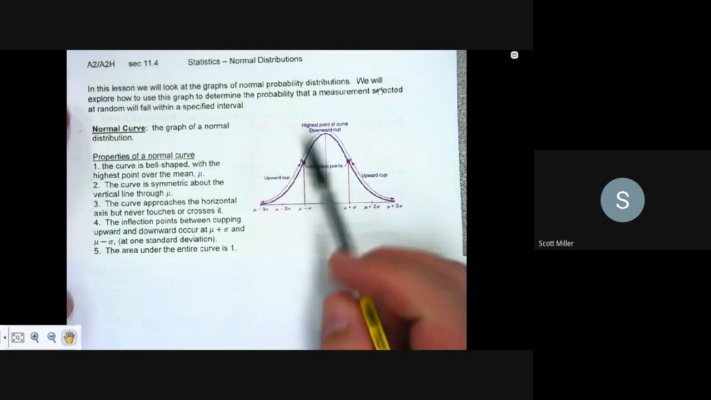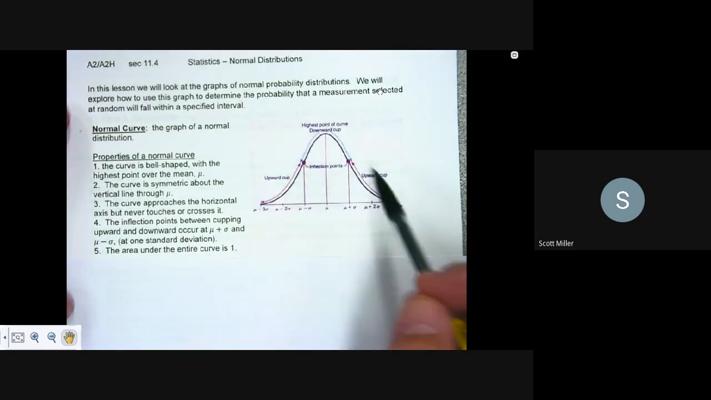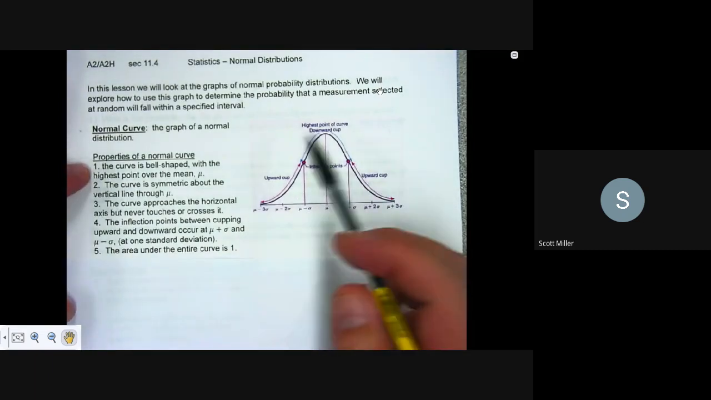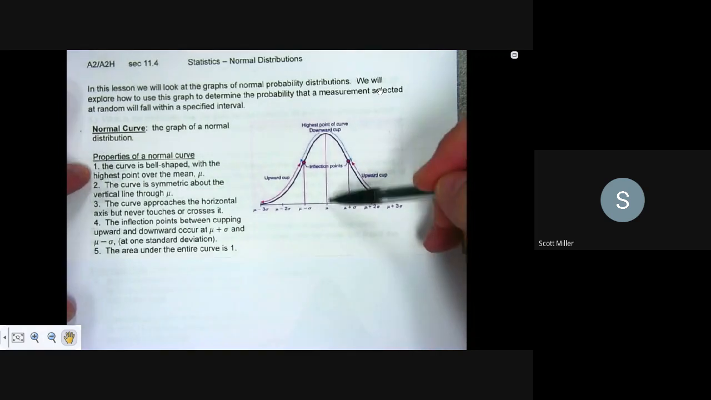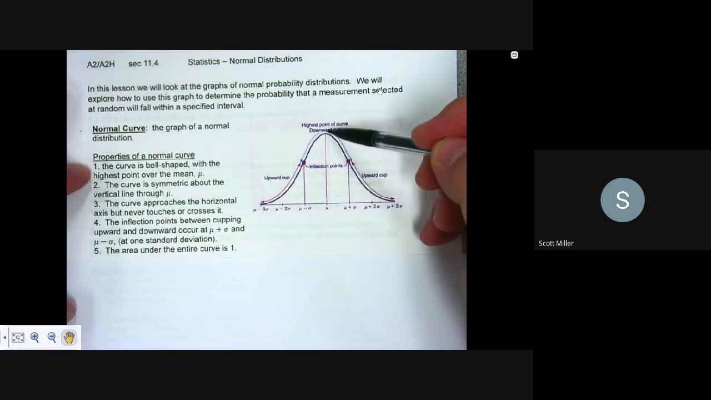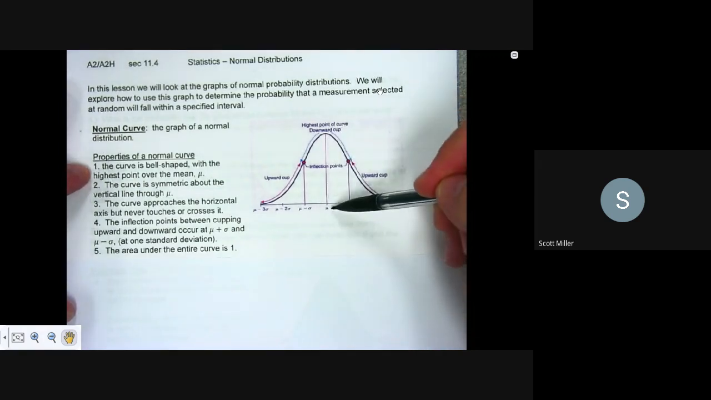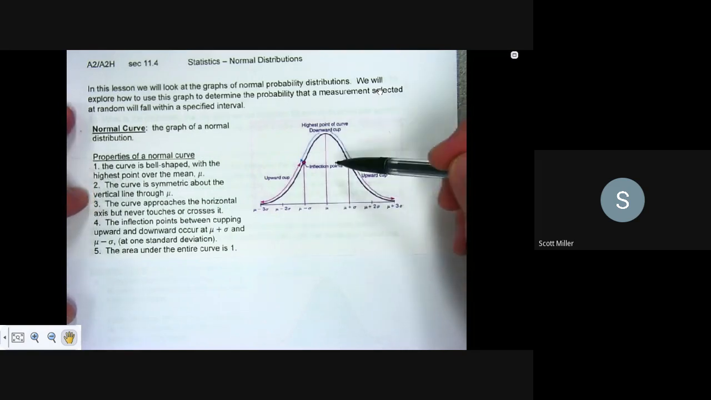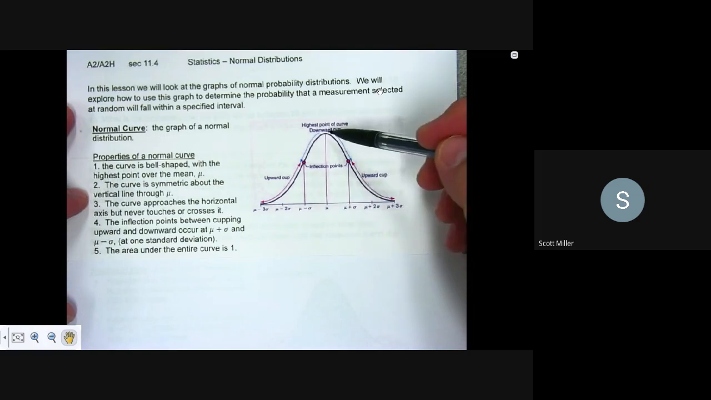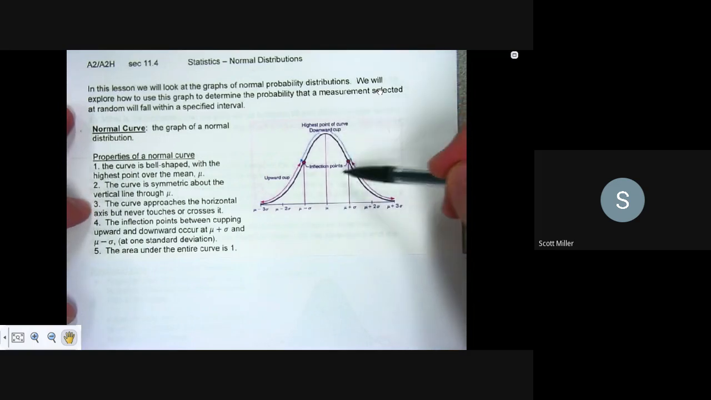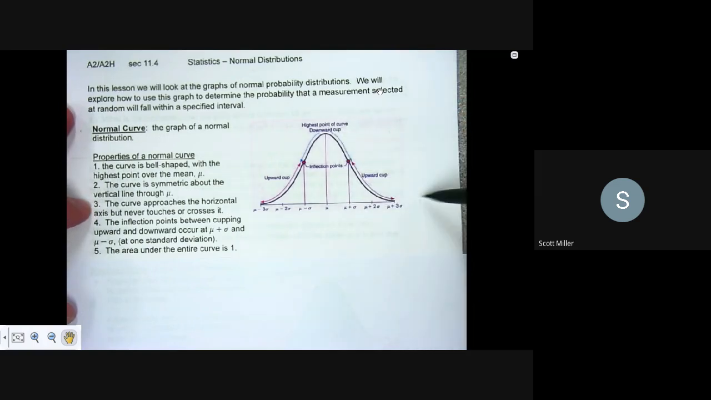This is a normal curve. It is symmetric. It's bell-shaped. The middle, at the highest point, is the average, the mean, mu. The curve is symmetric about this vertical line. The curve approaches the horizontal axis: the farther out we go, the closer it gets. So we have a horizontal asymptote at y equals 0, right here on this horizontal line.